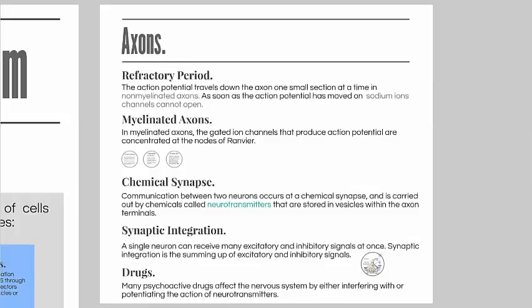Drugs. Many psychoactive drugs affect the nervous system by either interfering with or potentiating the action of neurotransmitters. Drugs can enhance or block the release of neurotransmitters, mimic the action of a neurotransmitter, block the receptor, or interfere with the removal of a neurotransmitter from the synaptic cleft.